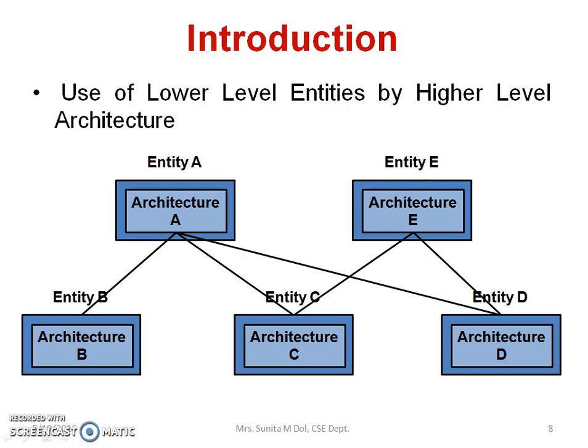Figure shows the top level architecture A making use of the entities B, C and D. The entity B is used 2 times. In general, the top level architecture can make multi-use of lower level entities. So an entity can also be used by other architecture. So entities C and D are used by the architecture E also. The architecture details of the lower level entities are not visible to the higher level entities.